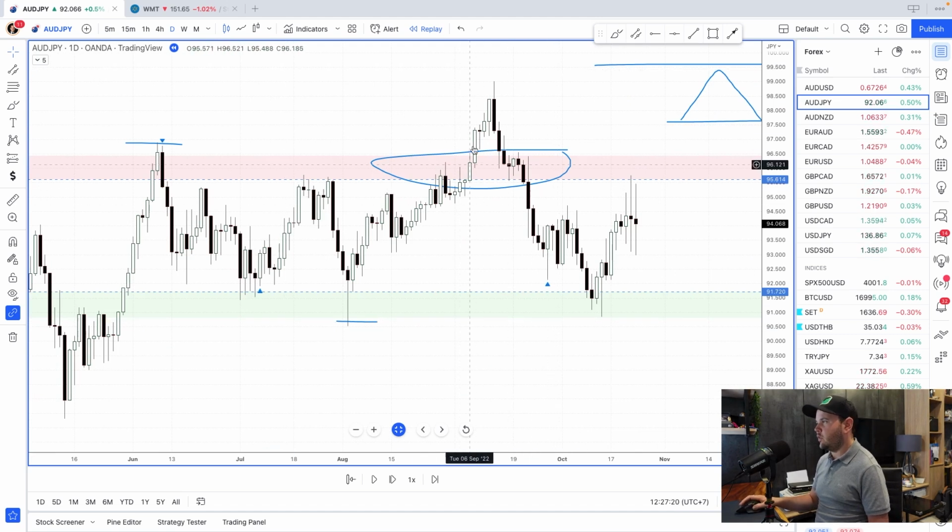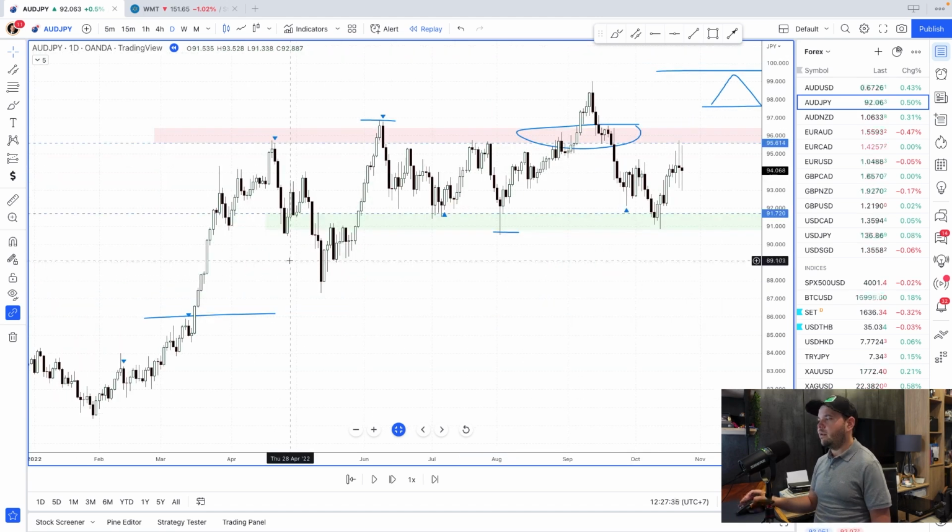If you went and bought the breakout here, you got stopped out. If you went and bought the reversal at the zone, you got stopped out too because price went way beyond your entry. So how do we make sense of this? Well, let's talk about how to make support resistance areas work better for you.